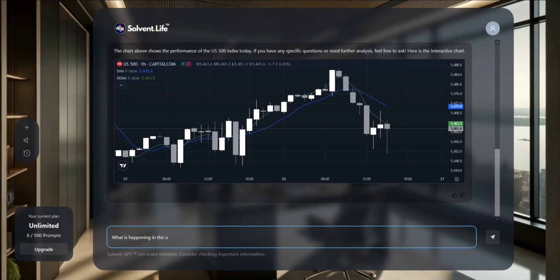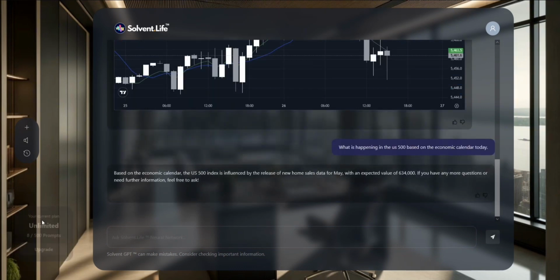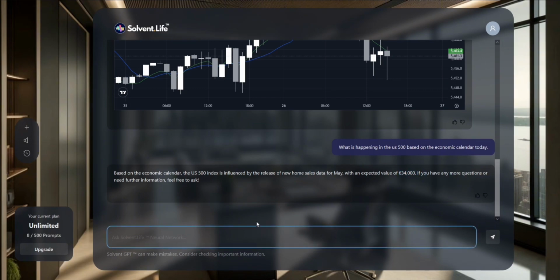What's happening on the US 500 today, based on the economic calendar? So as you can see, every time I ask a question, a prompt happens and it goes up. So here we can see that home sales for May is expected with a value of 634,000 right here. So that's interesting. So we're going to ask it a follow-up question, then we're going to try and take a trade on the live market.